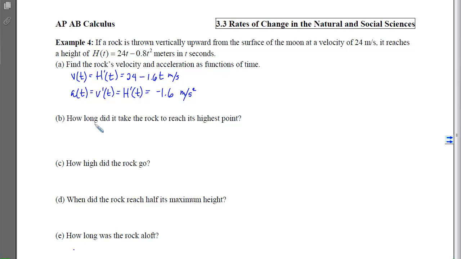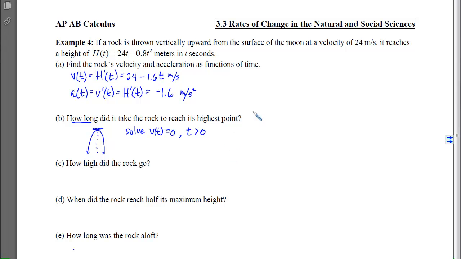Part B says, how long did it take the rock to reach its highest point? So there's a lot buried in this problem. When we're done, we want a time, and we want the time when the rock is at its highest point. So if you think about what's happening with the rock, it's going to go up, and then it's going to come down. So what do we know at that highest point? We don't know what the height is yet, but we do know that it will have a horizontal tangent line. So what we're going to be doing is we're going to solve for when that velocity function is 0, and we want to make sure that we look for a time that is greater than 0.